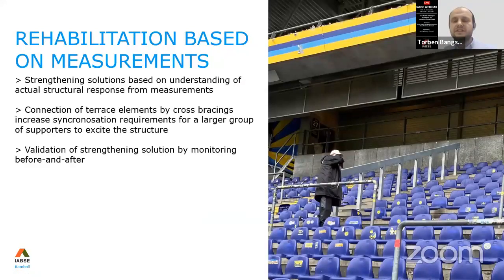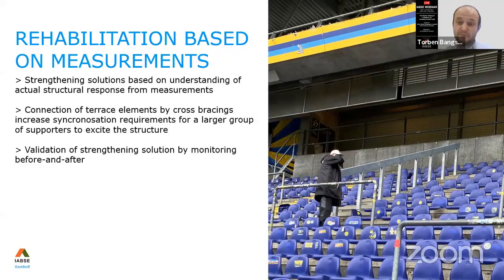So what we essentially focused on was to remove the outliers by tying the structure together. As I said, the elements are independent. So we tied it together with a cross bracing. That meant that if one element is going down, all the elements have to go down together, or they're going to be held up by each other. It's kind of a flexible support at the middle of the elements.